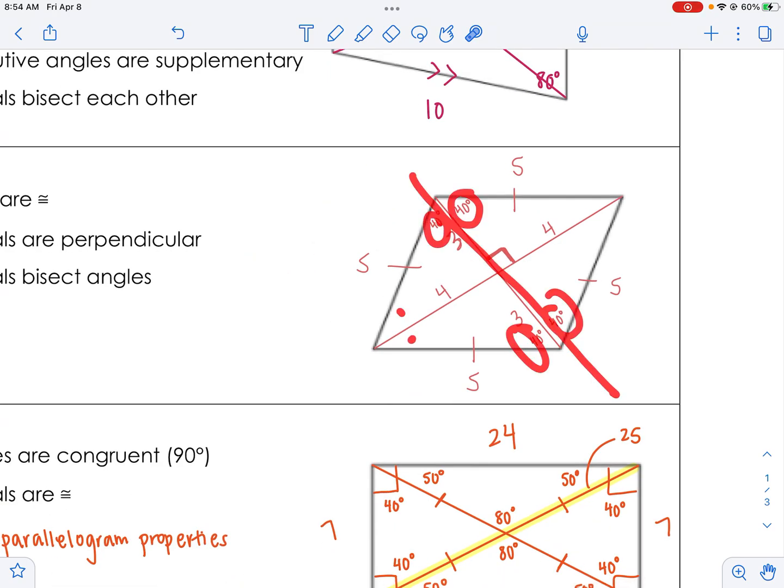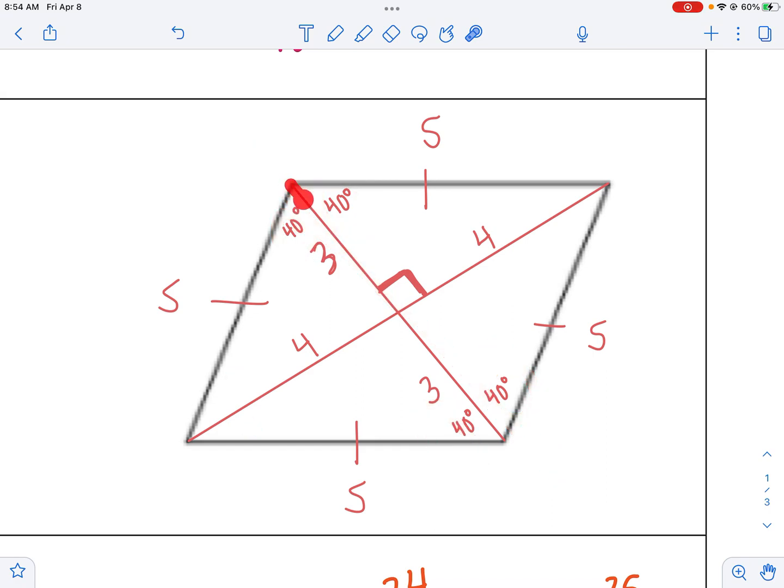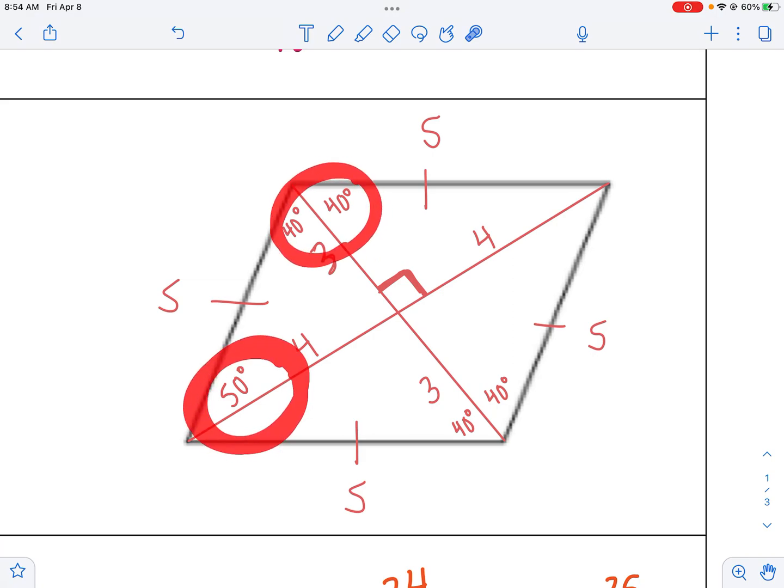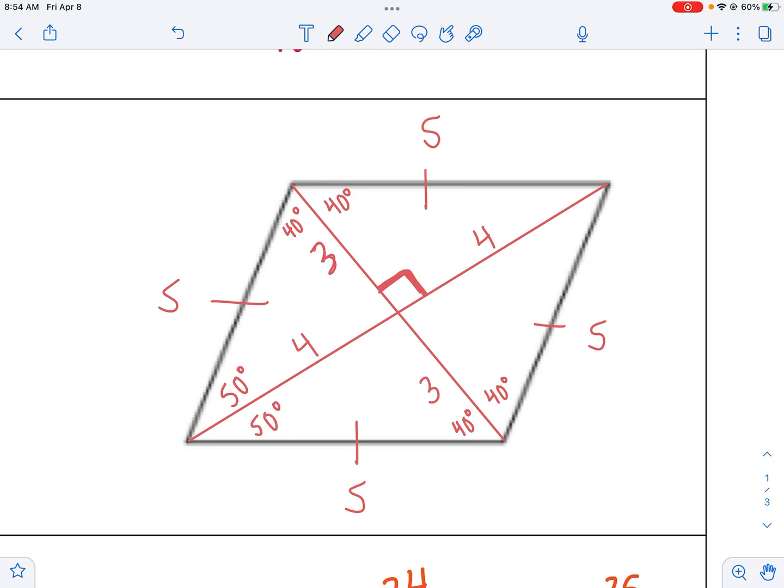And then if I want to find this missing one, I have a few options. I can remember that a triangle adds up to 180. So if that's 40 and that's 90, I add and subtract, and I'm going to get that this is 50. Or if we remember that this whole corner and this whole corner add up to 180, well, then 40 and 40 is 80. 180 minus 80 is 100. Divided by 2 would be 50 and 50. And then the other side would be 50 and 50 as well.